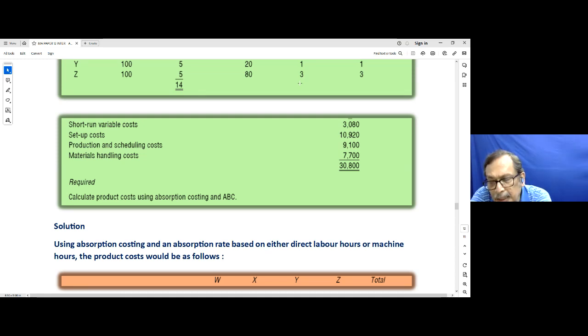But as I have said, ABC, that is activity-based costing, takes into account the concepts called cost drivers, resource cost driver, activity cost driver. The question of cost pools is there, and ultimately the cost driver rates are to be worked out, and on that basis we are going to charge the overhead cost over cost objects.